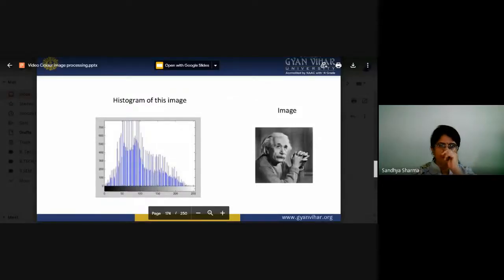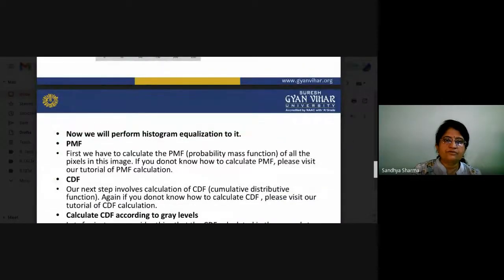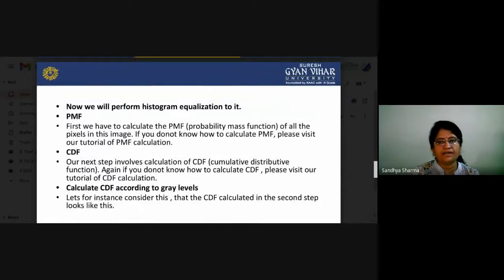So you can see here, this is the image and this is the histogram of this image. Now we will perform histogram equalization on it. First we have to calculate the PMF, probability mass function, of all the pixels in this image. If you don't know how to calculate PMF, basically we have to calculate how many times each pixel value is repeated.